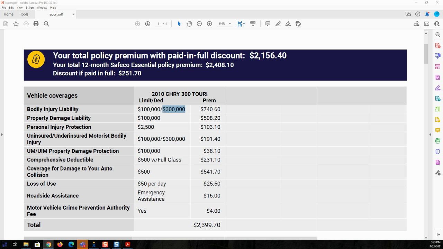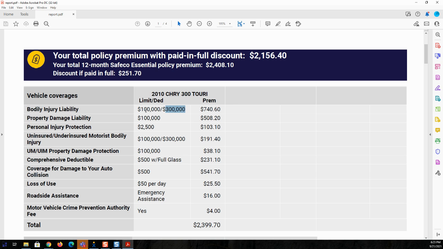So, if we're looking at bodily injury liability in a split limit capacity, what that means is your liability is split between two buckets. You have the per person bucket and the per accident bucket. Let's say you're in a car accident and somebody is injured and they have $50,000 worth of medical expenses. You would have coverage because you have $100,000 per person, $300,000 per accident.